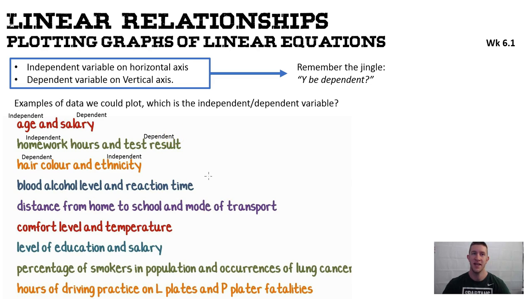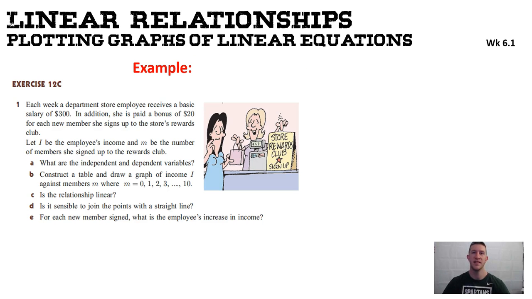Hair color and ethnicity, blood alcohol and reaction time, distance from home, comfort level and temperature, and so forth. So hopefully you got all these correct. And just remember, think about reading it out in terms of one is dependent on the other, or this is dependent on this, and see which makes more sense to you. Here's an example.